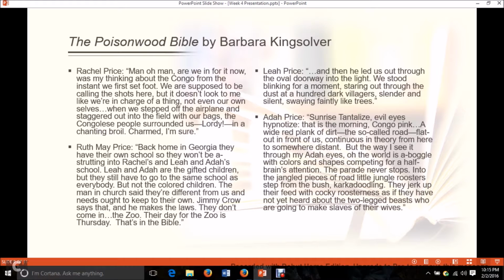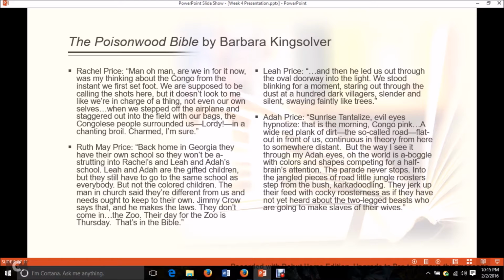Obviously we see the rhyming elements at the beginning: sunrise, tantalize, evil eyes, hypnotize. And so she has a very poetic kind of voice, and you see very descriptive, sensory details, but she doesn't focus on the people, which I think is very different from the other characters that are presented. The same kind of idea. She's really focused on the landscape, on viewing all of her senses, and then we have this metaphor at the end related to chickens, or at least a bit of irony, if you will.